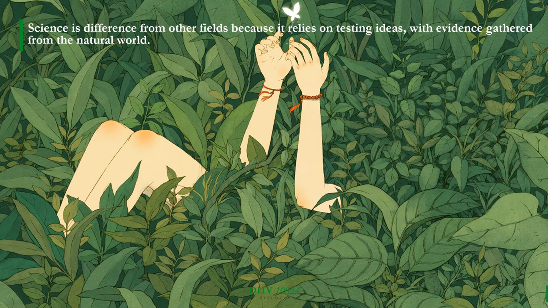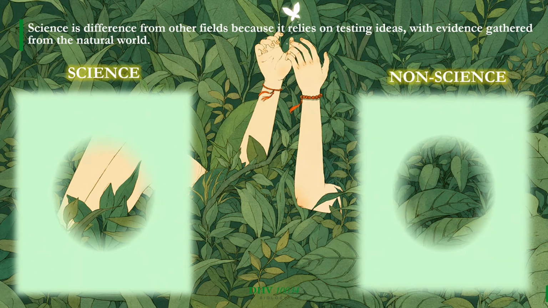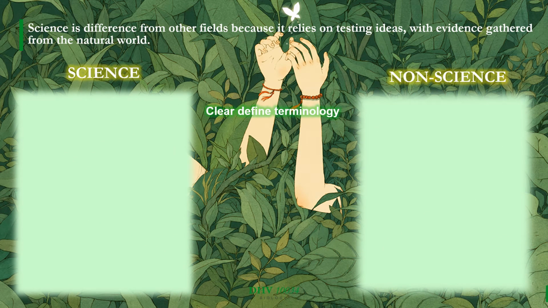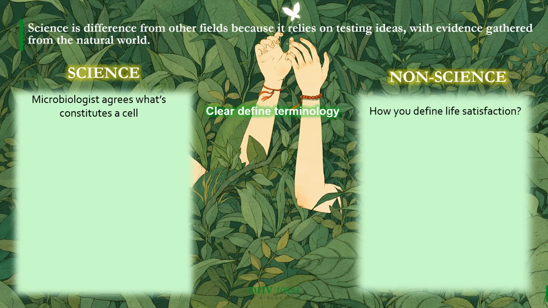Science is different from other fields because it relies on testing ideas with evidence gathered from the natural world. So how can science differ from non-science? In terms of clear, defined terminology, in science, microbiologists agree on what constitutes a cell. A cell contains a nucleus and organelles, but in non-science, we cannot define life satisfaction. So science has clear definitions.